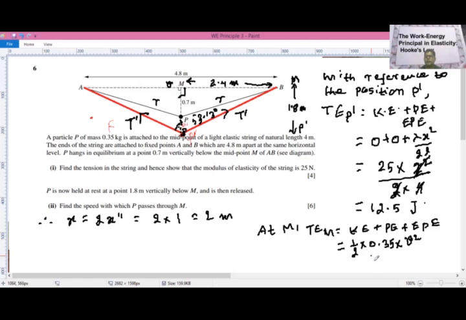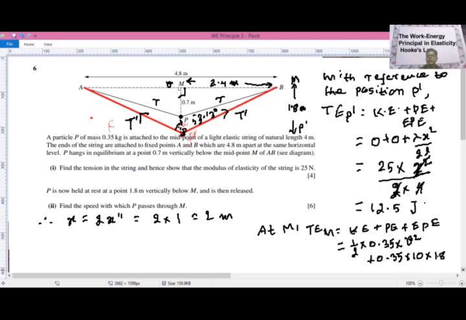And let's check for the potential energy at this point. So potential energy mgh, so m is again 0.35, g you know is 10, and h means the whole distance from P dash to M, which is 1.8.